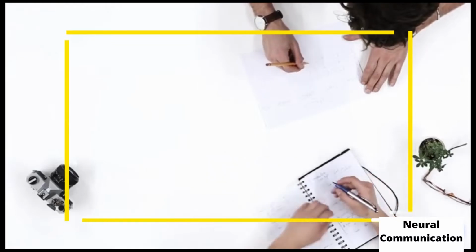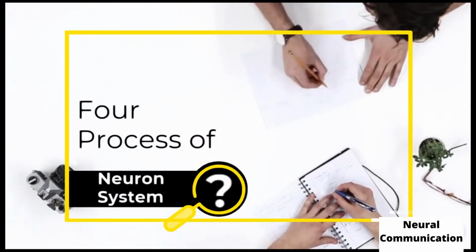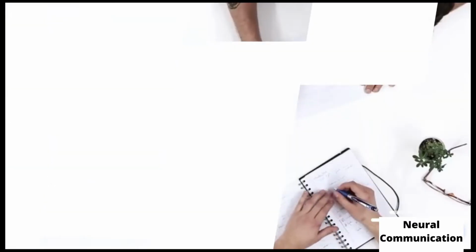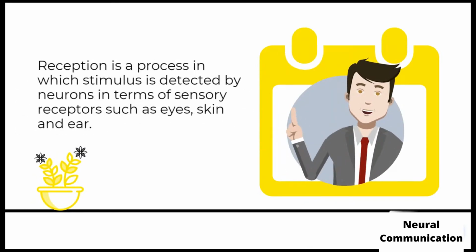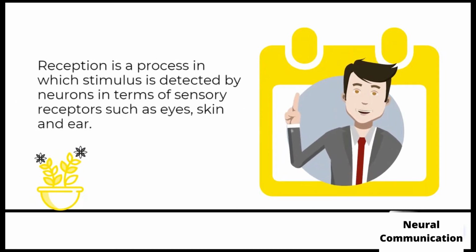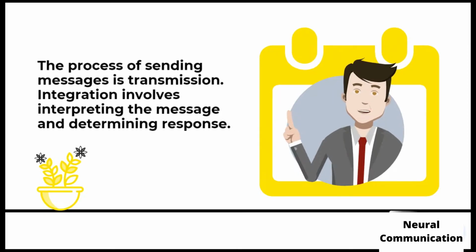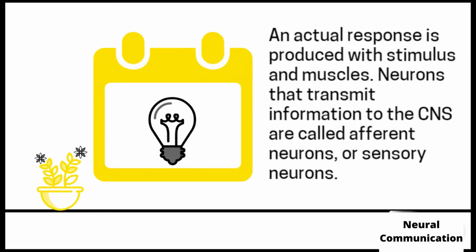Process of the nervous system: reception, transmission, integration, action. The four processes of the nervous system are reception, transmission, integration and action. Reception is a process in which a stimulus is detected by neurons through sensory receptors such as the eyes, skin and ears. The process of sending messages is transmission. Integration involves interpreting the message and determining a response.